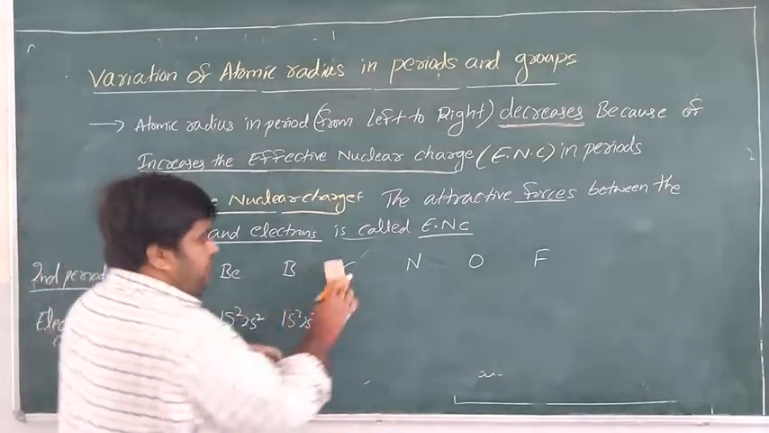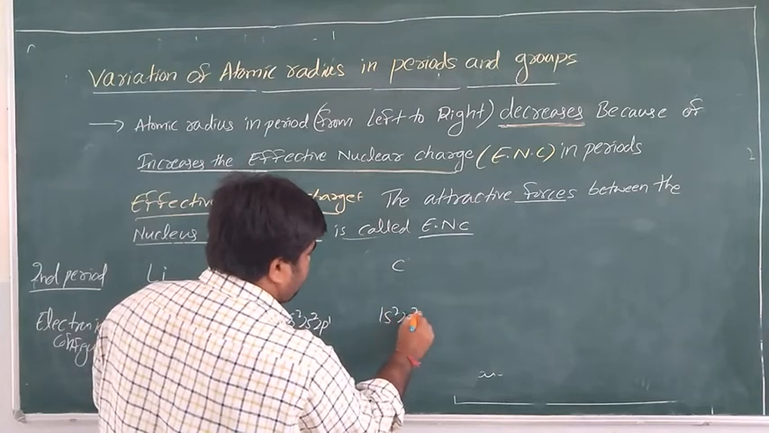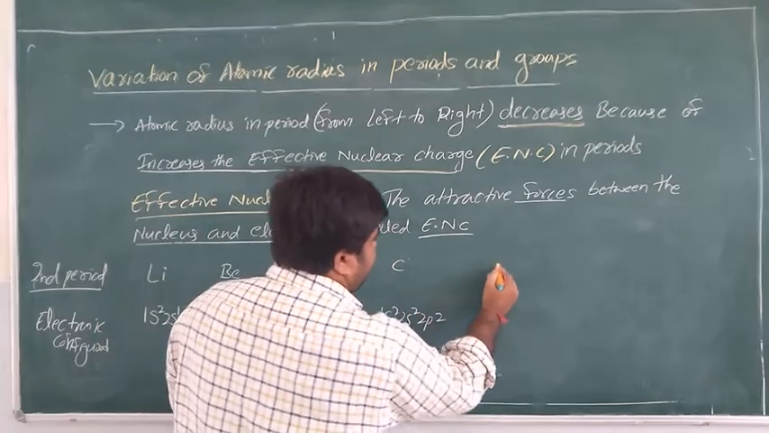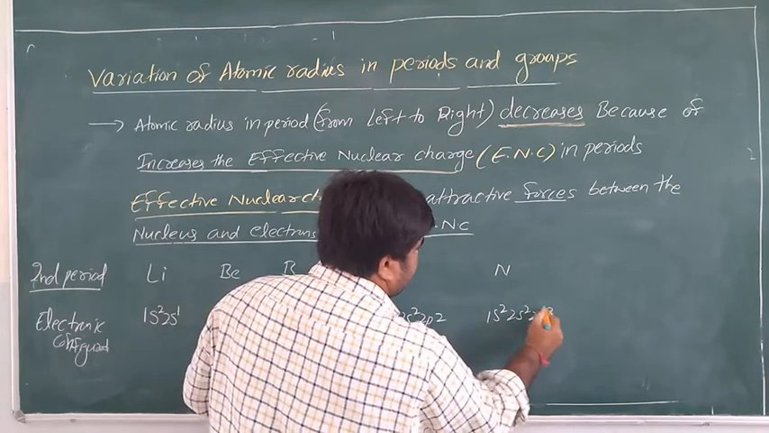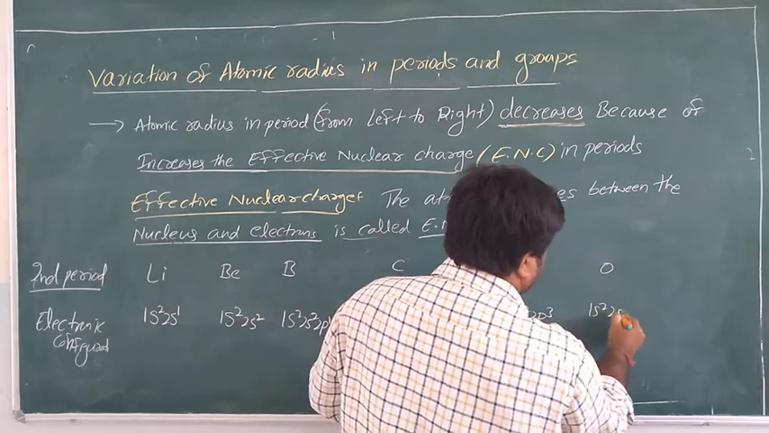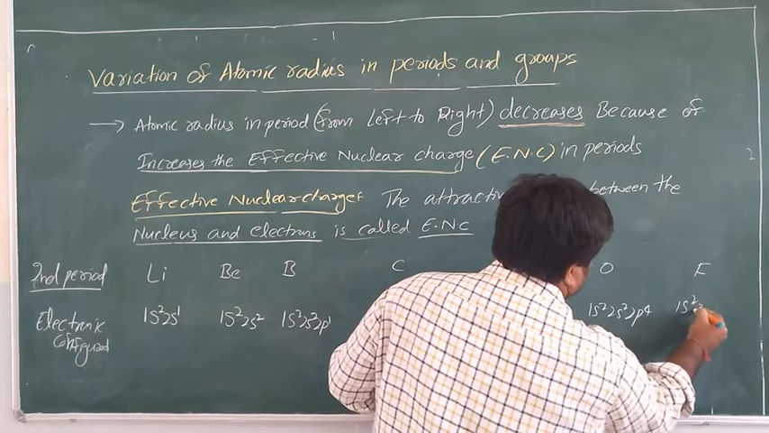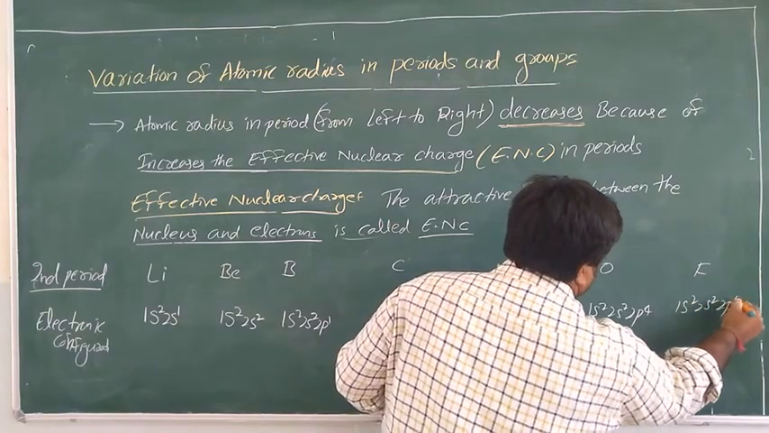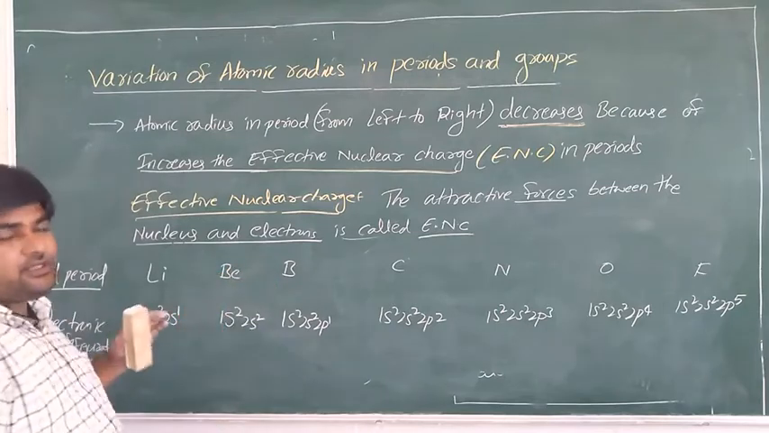Coming to carbon, 1s2 2s2 2p2. Coming to nitrogen, 1s2 2s2 2p3. Coming to oxygen, 1s2 2s2 2p4. Coming to fluorine, 1s2 2s2 2p5. Is it clear? See, lithium, beryllium, boron, carbon, nitrogen, oxygen, fluorine.